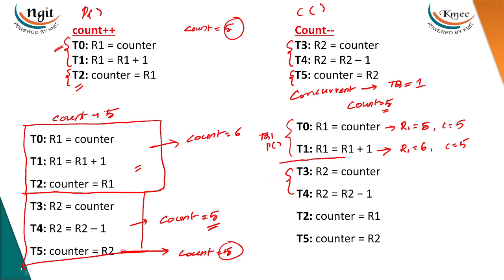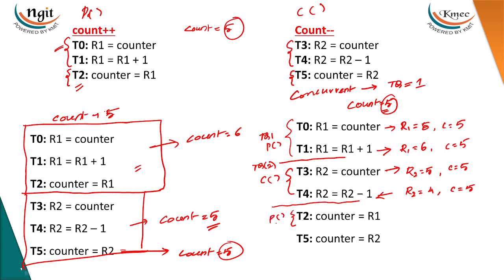It will move to the next time quanta 2. It will execute the consumer process. So in time quanta 2, what is the count value initially? It is not changed, so count equal to 5. So R2 is equal to 5, because the counter value will be stored onto R2. Now R2 is decremented by 1, so R2 equal to 4, but what is the count value? 5. Count is not changed. Now the time quanta expires, so again it will go to the producer process and execute this one.